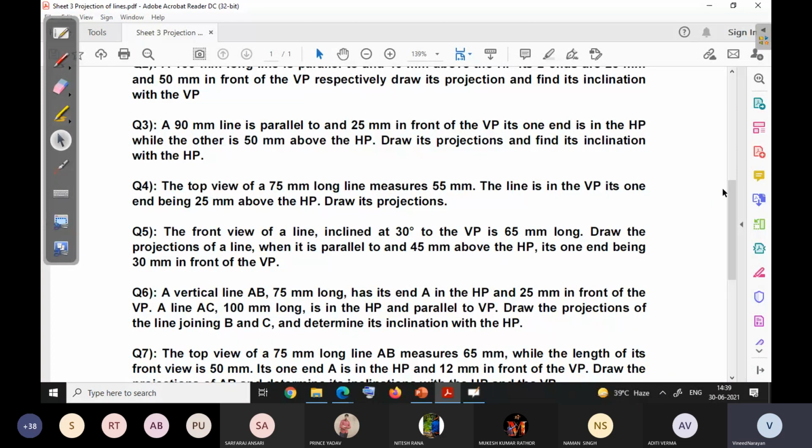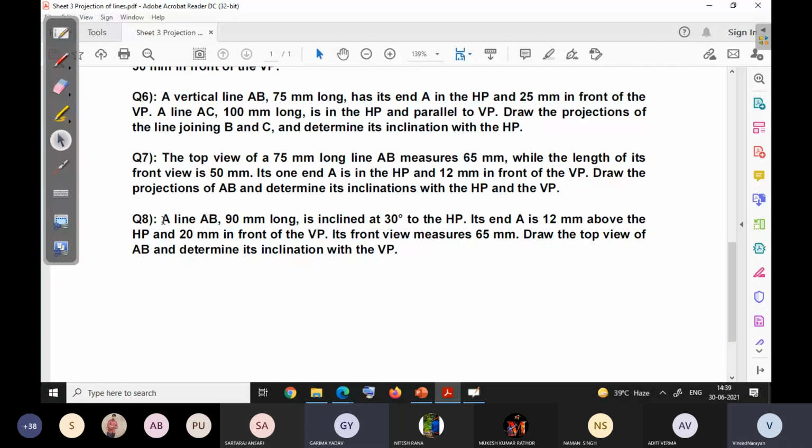So let's take this one. Could you take the eighth question? Eighth question. Okay, so this one, the last one, no? Okay, let's consider this one. Eighth question.